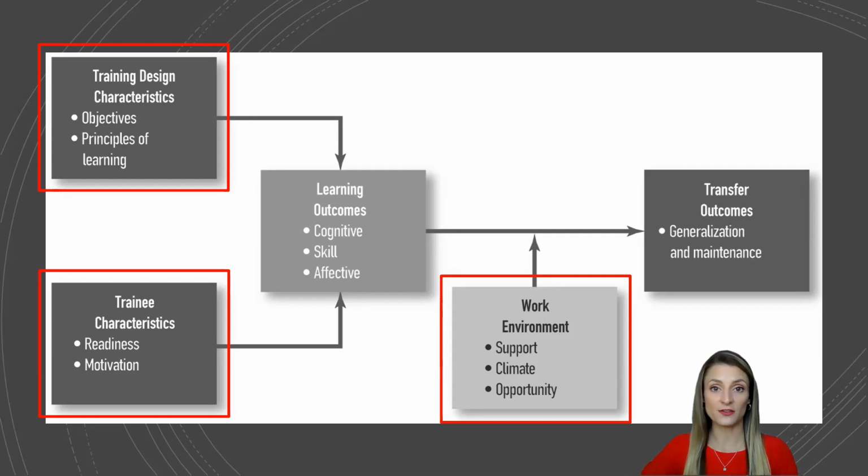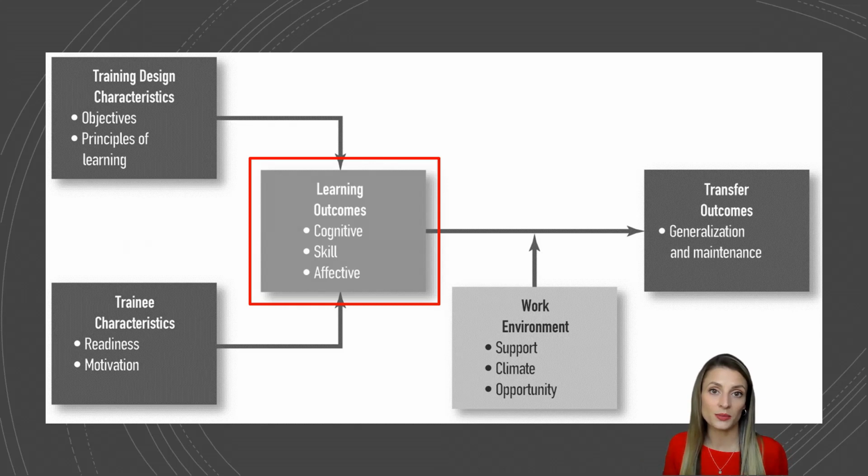To design an effective training program, we have to consider the characteristics of the trainees, the training environment, and the work environment. Learning outcomes help ensure that transfer of training outcomes are also reached. Eventually, by the end of this course, we will have covered all of the components of this model. Let's begin by reviewing the meaning of both learning and transfer. After all, in order to measure something, we have to define it.